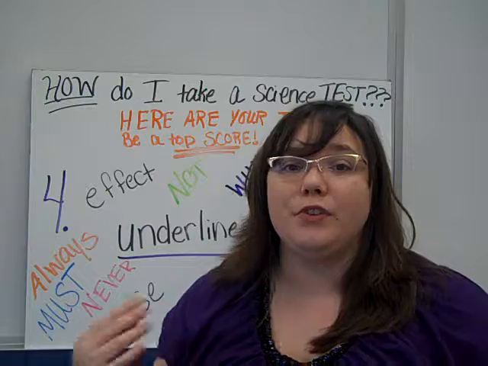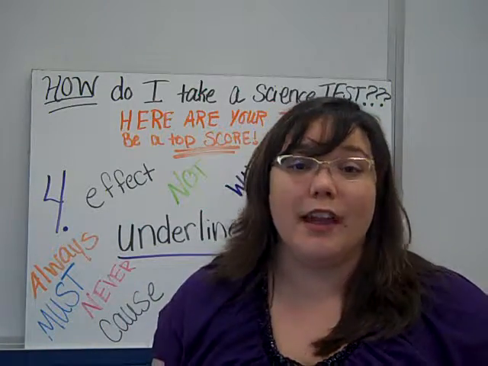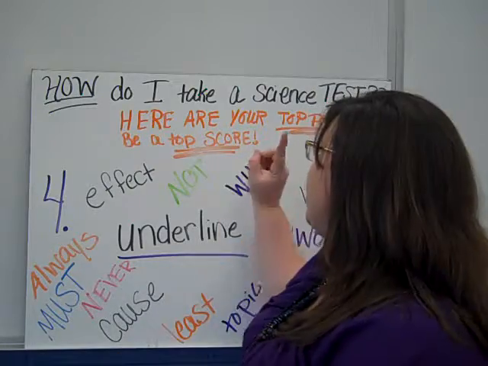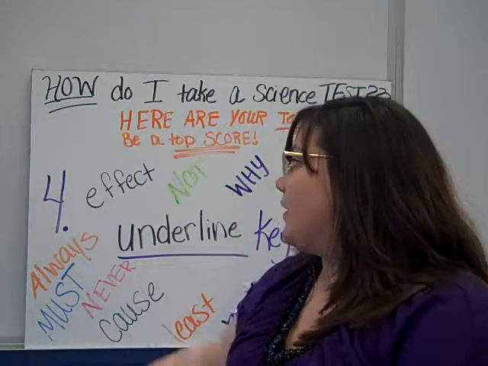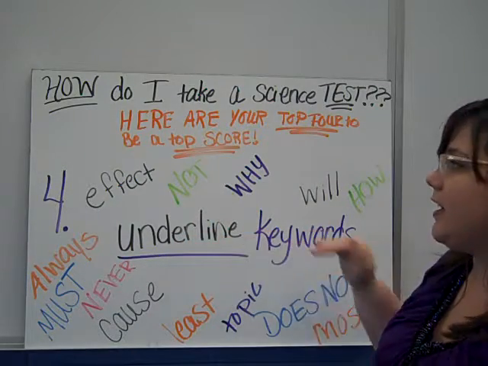It helps you to do your best and kind of eliminate the silly options so that you are more likely to get a top score. So let's go ahead and look at the top 4 to be a top score. And our top 4 hint is to underline keywords.